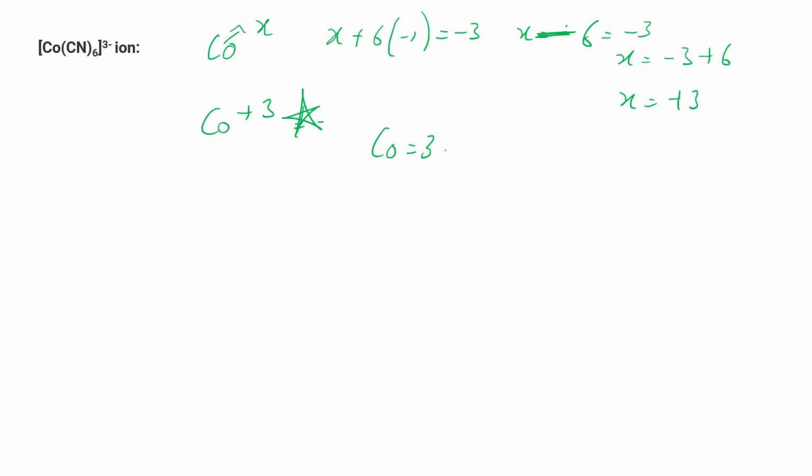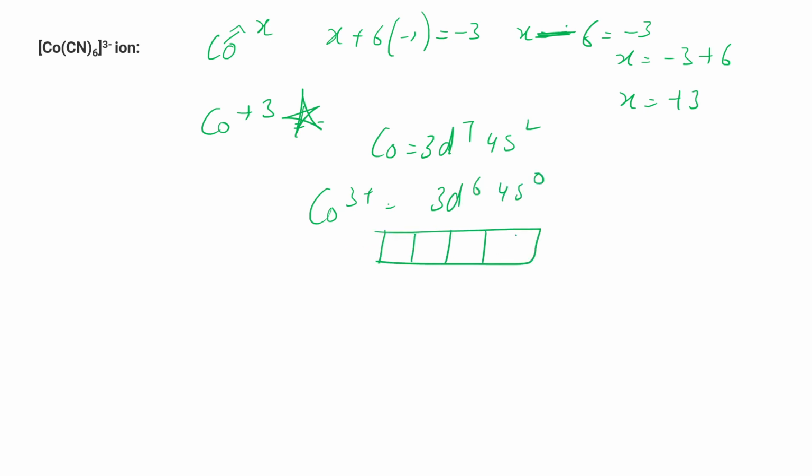Electronic configuration of cobalt is 3d7 4s2. Cobalt plus 3 will be 3d6 4s0. Do the filling of electrons by yourself. Please do these examples by yourself. This is how you will fill the electronic configuration: 6 electrons in the d orbital.